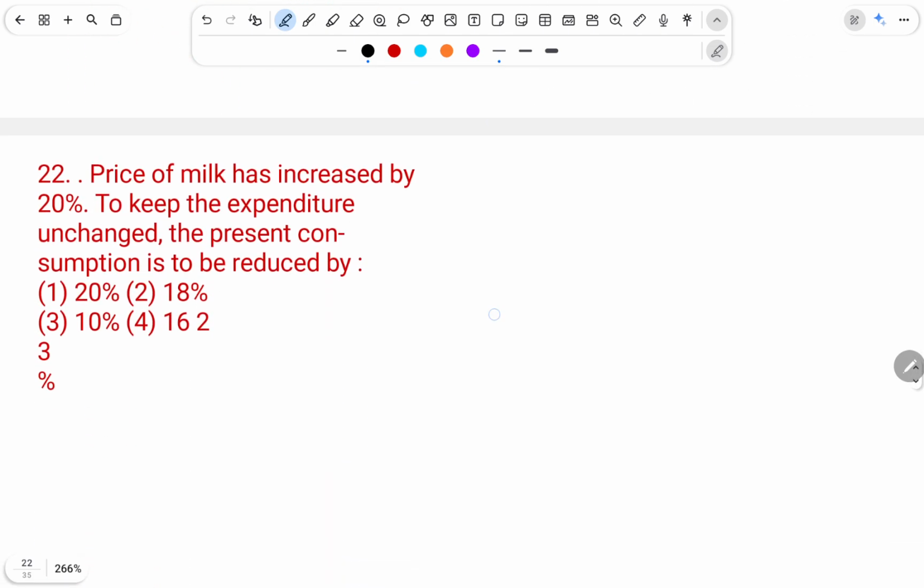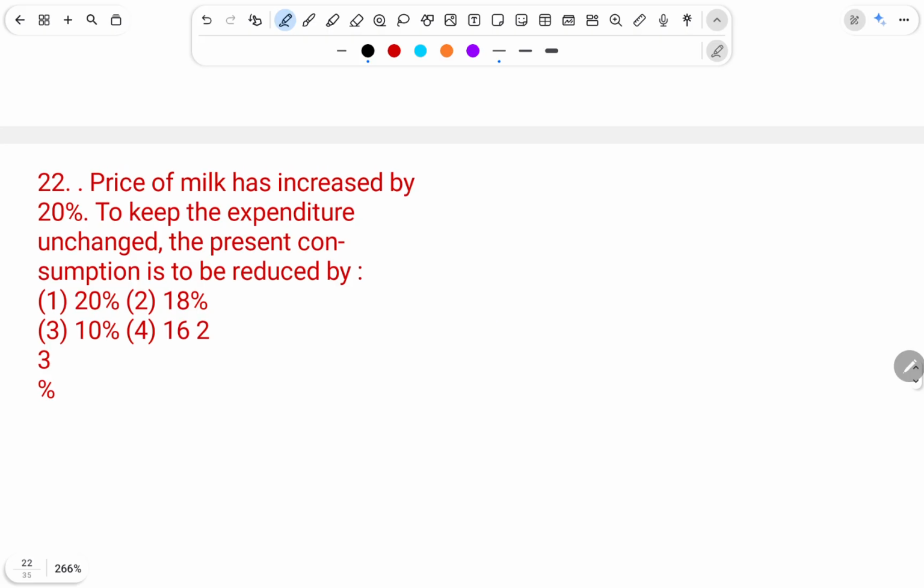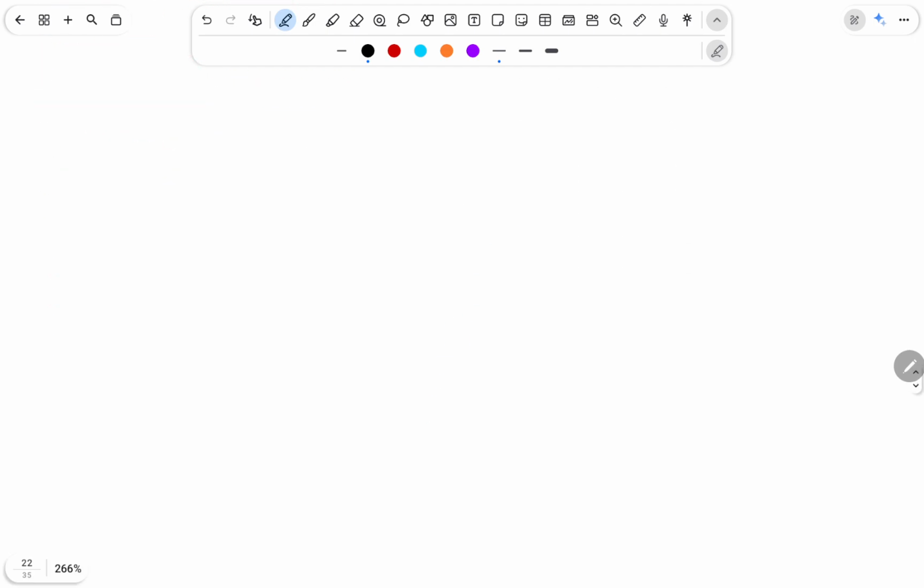Then, price of milk has increased by 20%. To keep the expenditure unchanged, the present consumption is to be reduced by how much? The price of milk has been increased. To bring back the same, what we need to do: increase means 20 by 100 plus 20 into 100. This is the process. 20 by 120 is 1 by 6. Again 16 2 by 3 percentage. Remember this, somewhere it will help you.